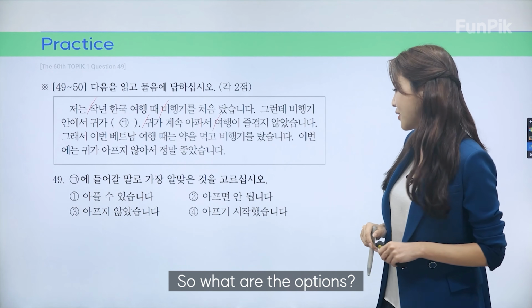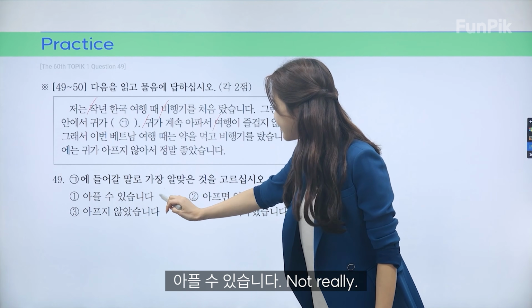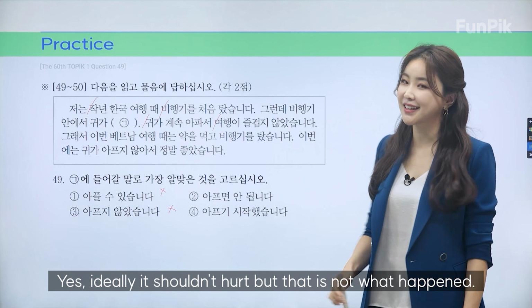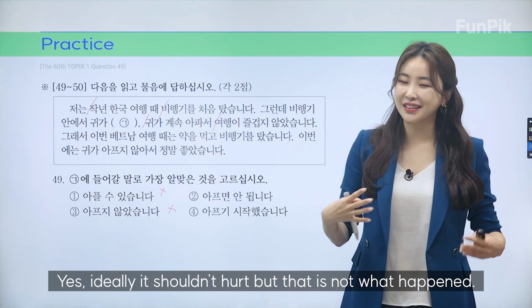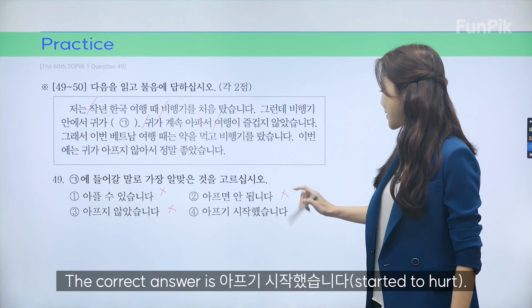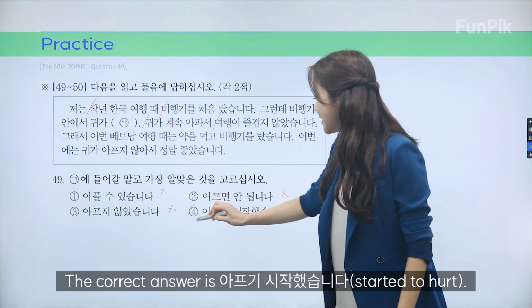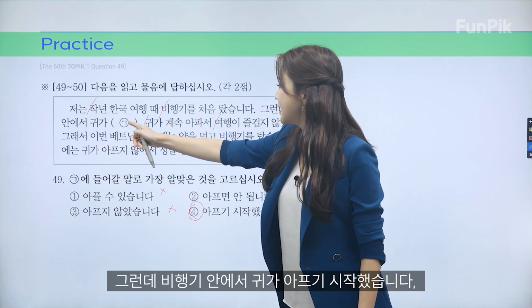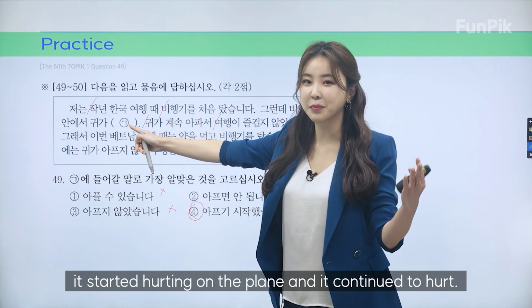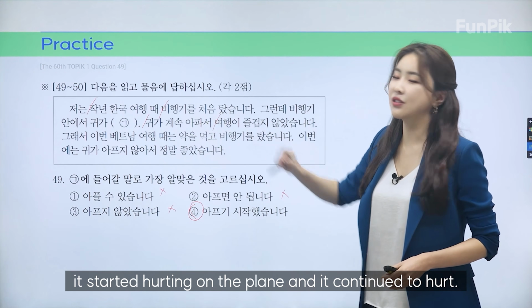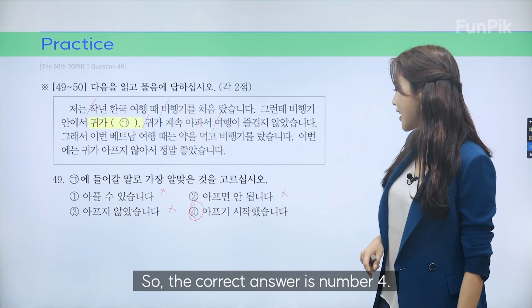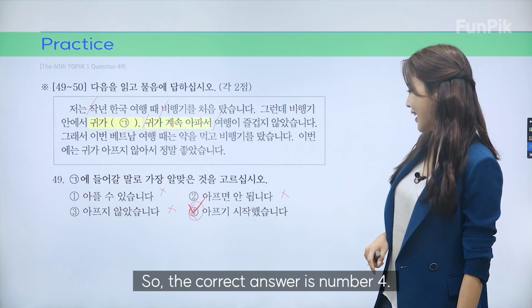So what are the options? 아플 수 있습니다. Not really. 아프지 않았습니다. It did hurt. 아프면 안 됩니다. Yes, ideally it shouldn't hurt, but that is not what happened. So the correct answer is 아프기 시작했습니다. 그런데 비행기 안에서 귀가 아프기 시작했습니다. It started hurting on the plane and it continued to hurt. So the correct answer is number 4, 아프기 시작했습니다.